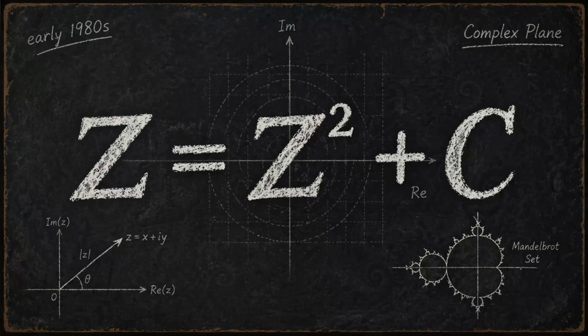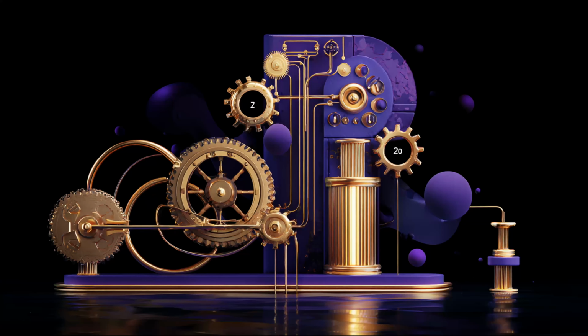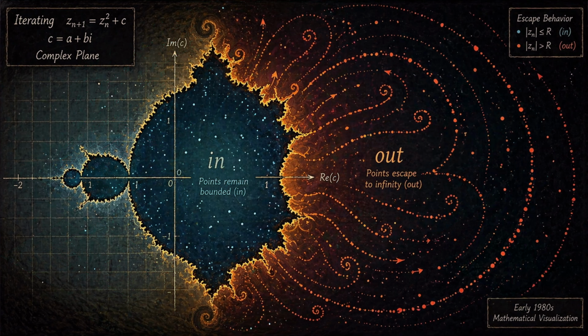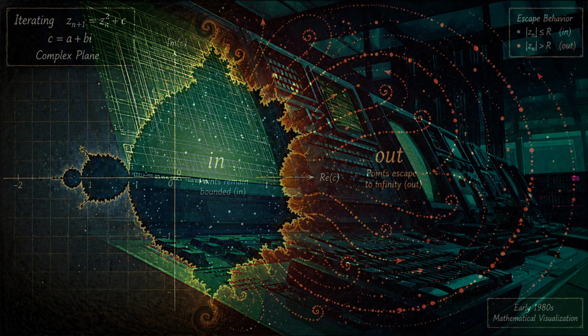He took a very simple equation, z equals z squared plus c. Don't worry about what the letters stand for. Just think of it as this little machine. You put a number in, it squares it, adds another number, and gives you a result. You then take that result and put it back into the machine. If the number stays small, it's in. If the number grows to infinity, it's out.